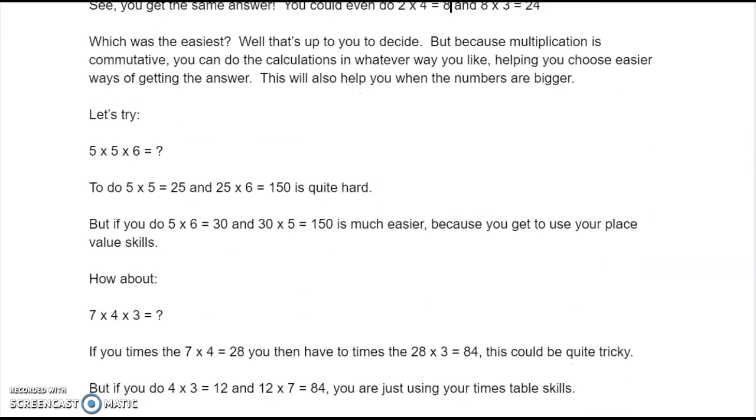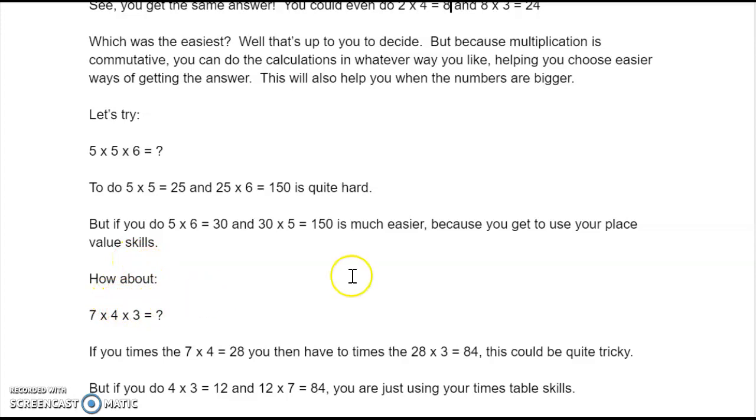Let's try 5 times 5 times 6. If you did 5 times 5 equals 25, and 25 times 6 equals 150. Now that seems quite hard. But if you go for the 5 times 6 first, which equals 30, 5 6s are 30, and 30 times 5, you can use your place value skills. You know that 3 5s are 15, so 30 times 5 must be 150. It makes the answer much easier to calculate because you get to use your place value skills.